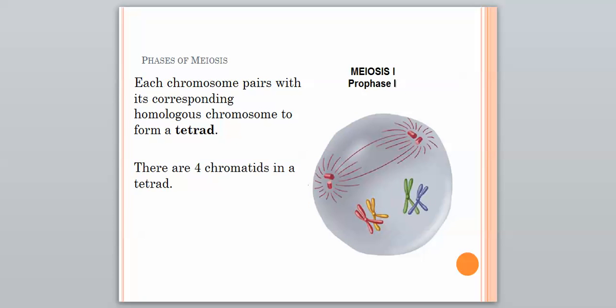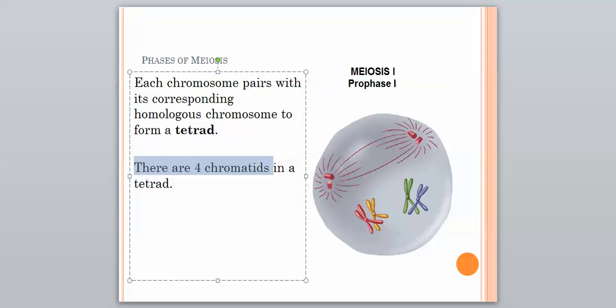And then in prophase 1, each chromosome pairs with its corresponding homologous chromosome to form a tetrad. A tetrad just means 4. So a definition of a tetrad is 4 chromatids. There are 4 chromatids in a tetrad, and we have 2 tetrads in that picture right there. That's what happens in prophase 1. They match up with each other.